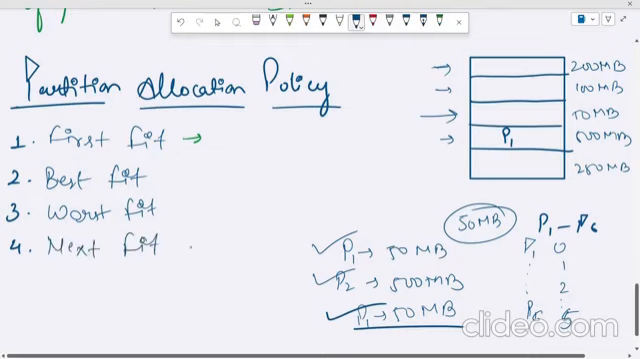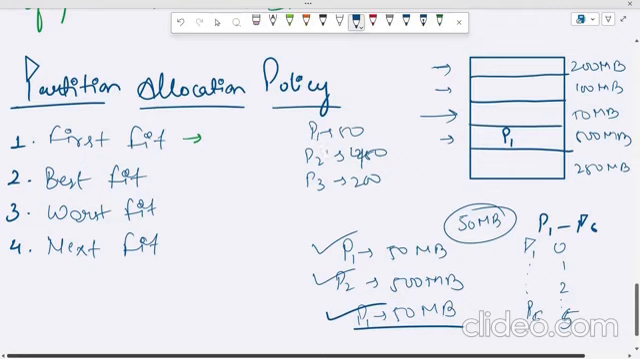Now what does this mean? This means that let's say we have a process P1 which needs 50, P2 which needs 450, and P3 which needs 200. So what does next fit say? Next fit starts from the first part. Let's say P1, because P1 is the process which comes first, so P1 is allocated first.